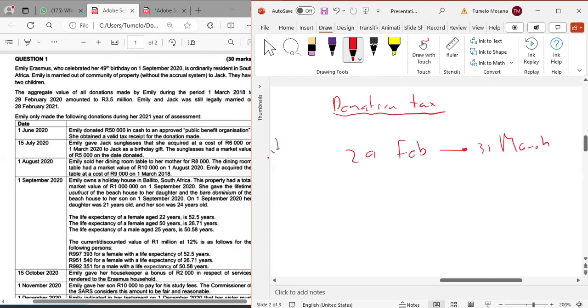Your donations tax is normally declared in an IT144 return form, so it is done in that document. The rate of donations tax that is going to be applicable to you guys is 20%. But for interest's sake, donations above 30 million would be taxed at 25%. So it is only 20% on the first 30 million, then anything above that would be 25%. Any questions before I continue?